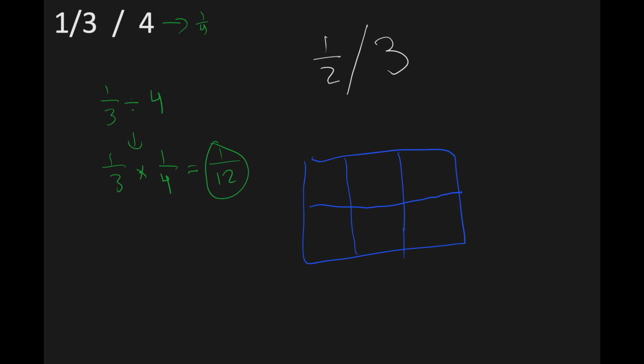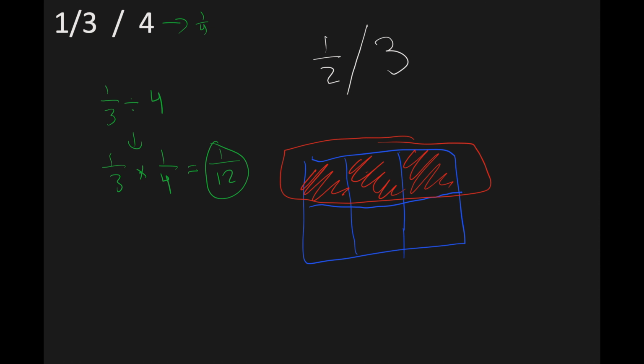Now, we have how much of this is 1/2. So let's take red here and let's color that in. 1/2 of this would be this much, right? Because that would equal 1/2 of the whole thing. But now you have to figure out, what is this 1/2 divided by 3?